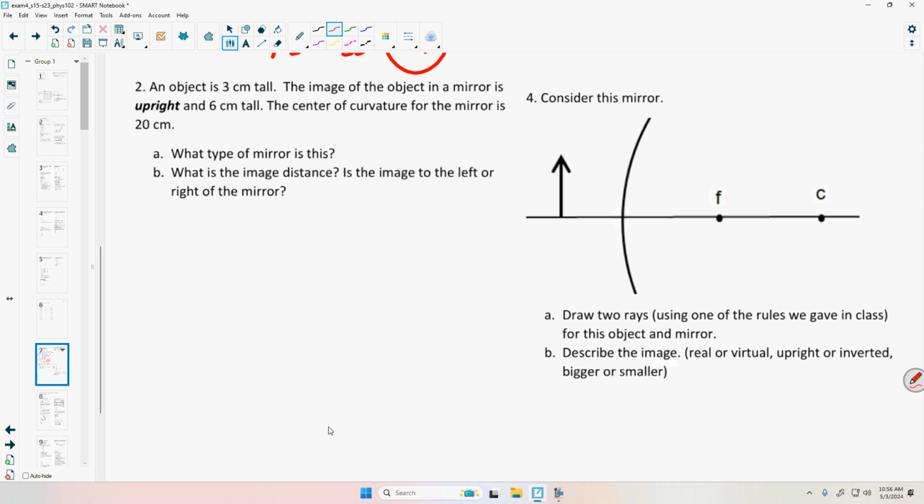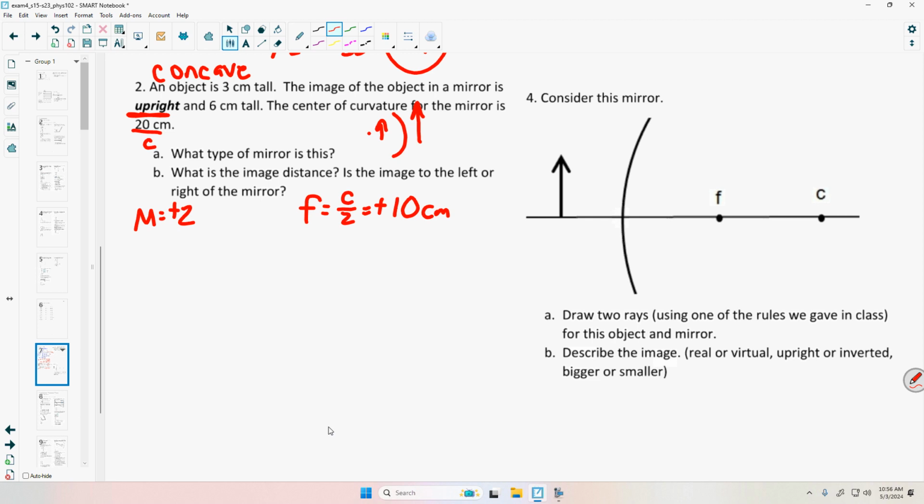I have an object that's 3 centimeters tall, an image that is 6 centimeters tall. So my magnification is equal to 2. And it's upright, so my magnification is equal to positive 2. The only type of mirror that produces an upright, bigger image is a concave mirror, right? When I'm inside the focal point, I produce an image that's bigger, upright, and virtual. So my magnification is equal to positive 2, and so I know then that the center of curvature, C, is equal to 20. So F, which is equal to C over 2, is equal to 10 centimeters, and that's positive.